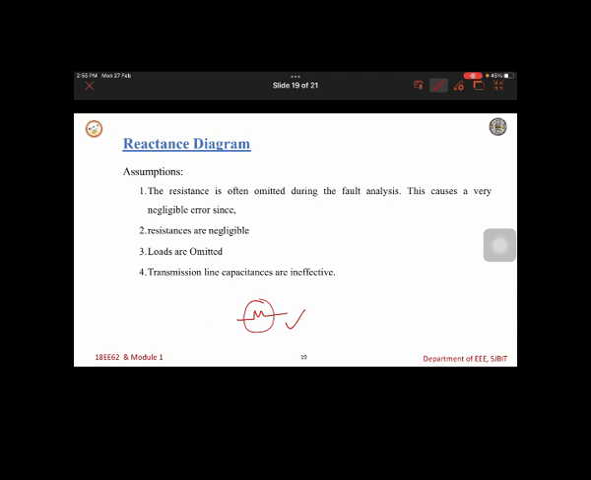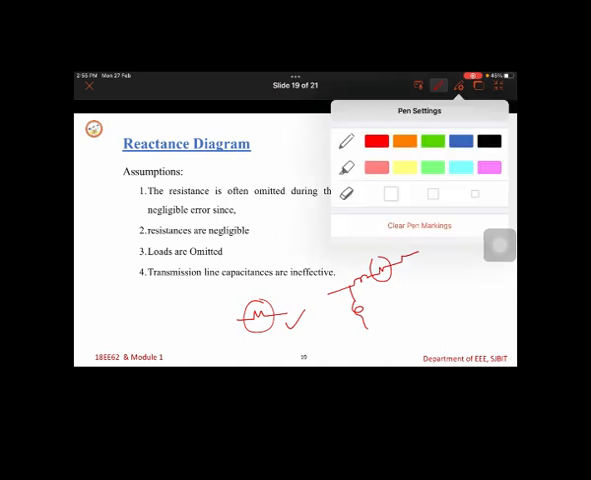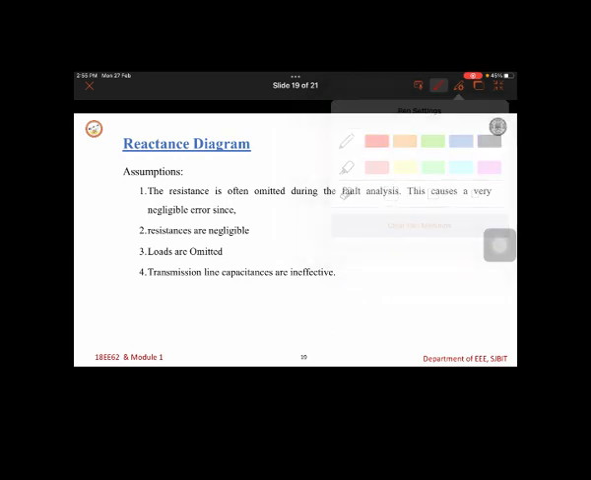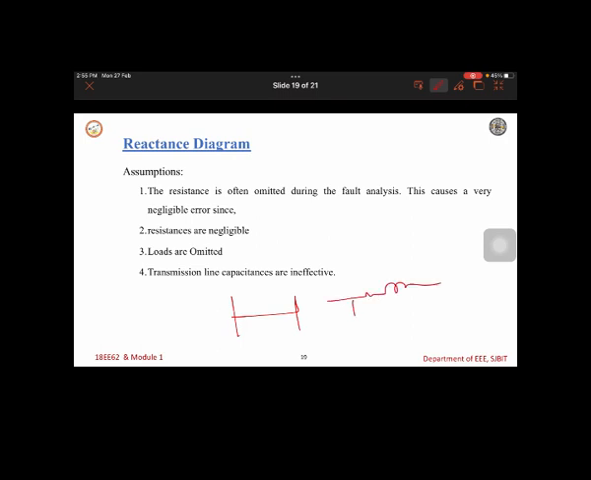And if you consider the transmission line, the transmission line equivalent circuit is like this. Let us consider a transmission line equivalent circuit: it has resistance, reactance and shunt capacitance. This is the equivalent circuit of a transmission line.